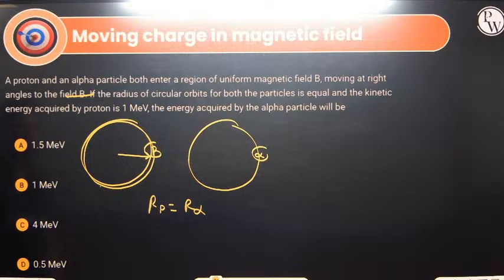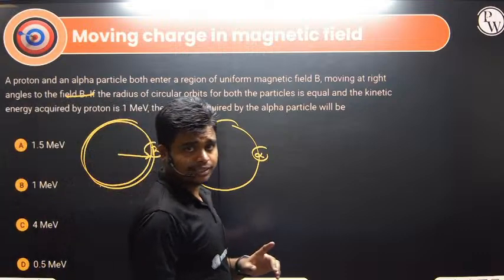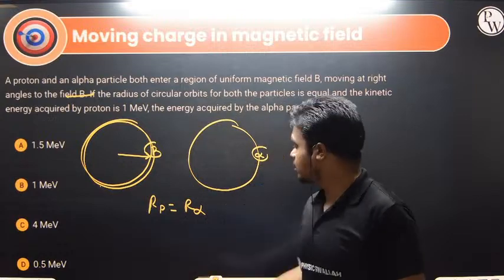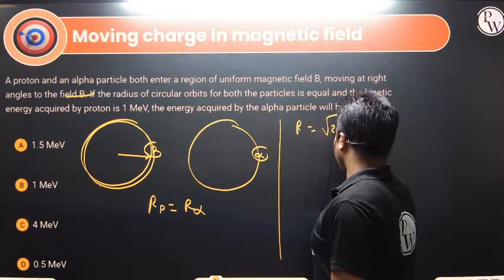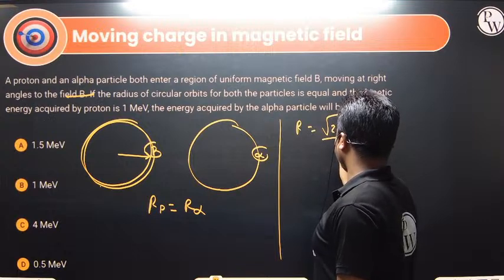The kinetic energy acquired by the proton is 1 mega electronic volt. The energy acquired by the alpha particle should be given by... They are asking for the energy, and they have given the radius. So how can you find this? We know this particular relation. What is the relation? R equals under root 2m kinetic energy divided by Q into B.